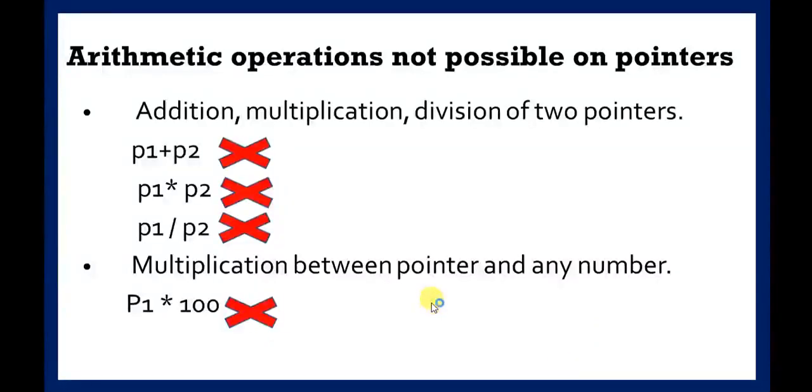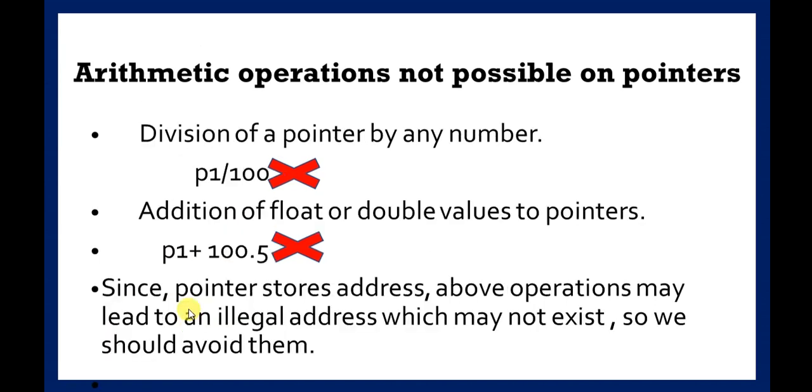Now let us find which arithmetic operations are not possible on pointers. We cannot add, multiply, or divide 2 pointers. That means P1 plus P2, P1 multiplied by P2, P1 divided by P2 is not possible. Also, we cannot multiply any constant value with a pointer. That means P1 into 100 is not possible. Similarly, we cannot divide a pointer by any number. That means P1 divided by 100 is not possible.